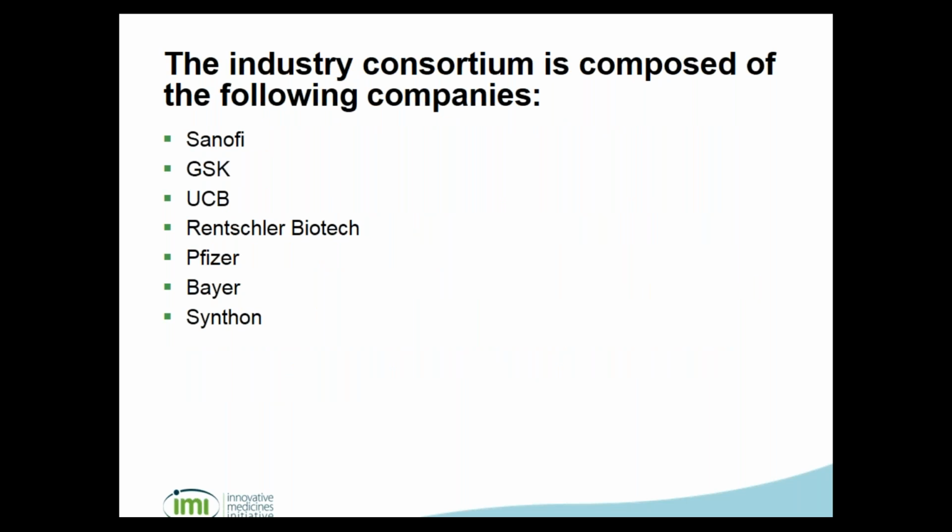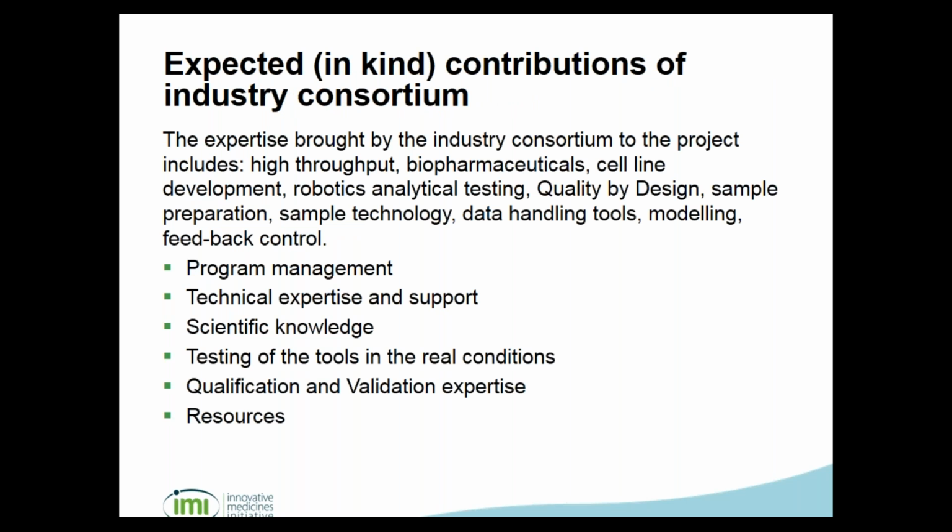So the industry consortium is composed of the following companies: Sanofi Genzyme, of course. Then you have GSK, UCB, Rentschler Biotech, Pfizer, Bayer, and Synton. Those are the partners in this industry consortium. Next slide.